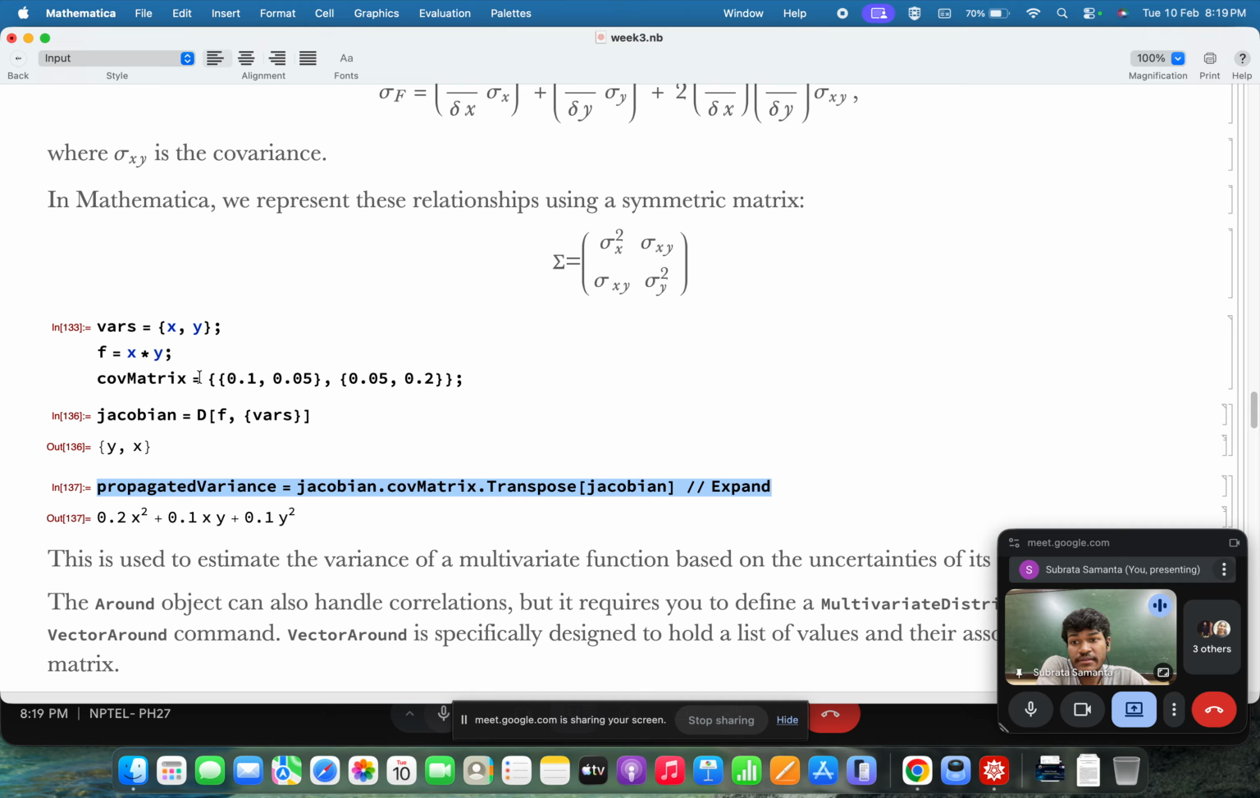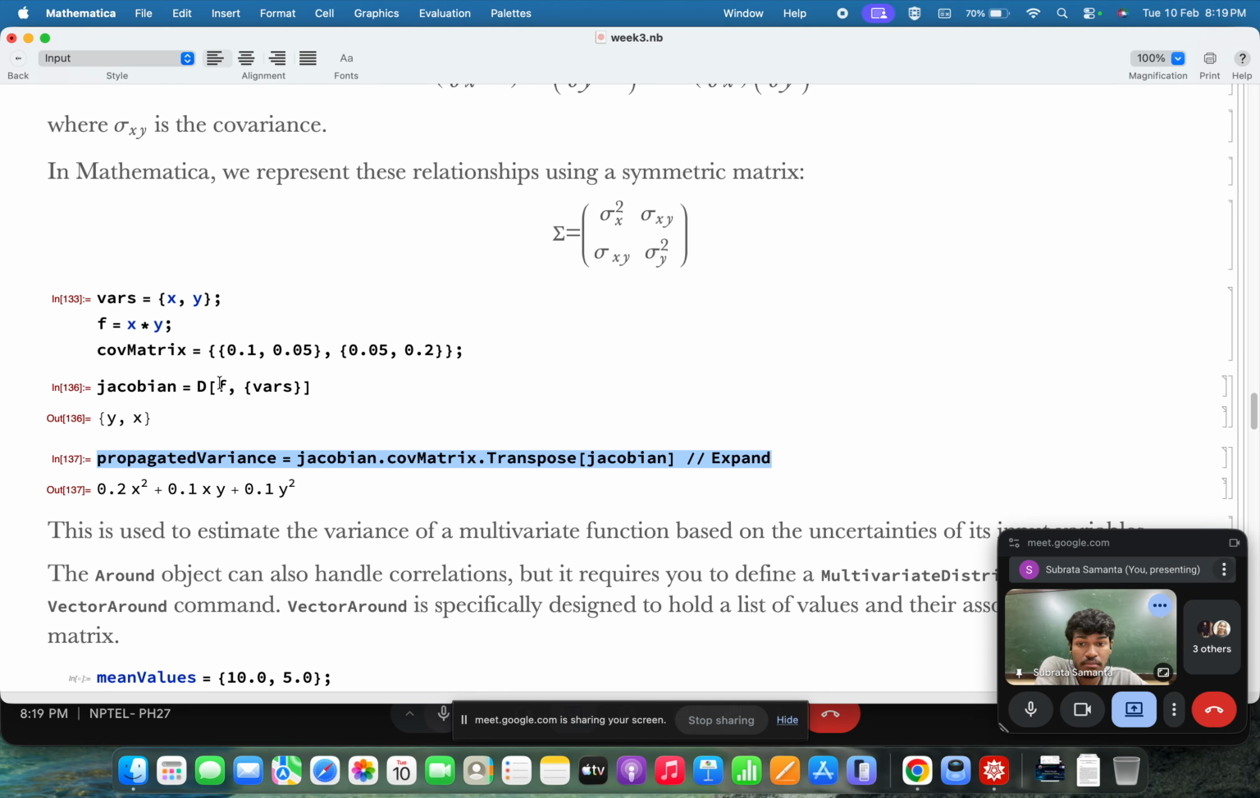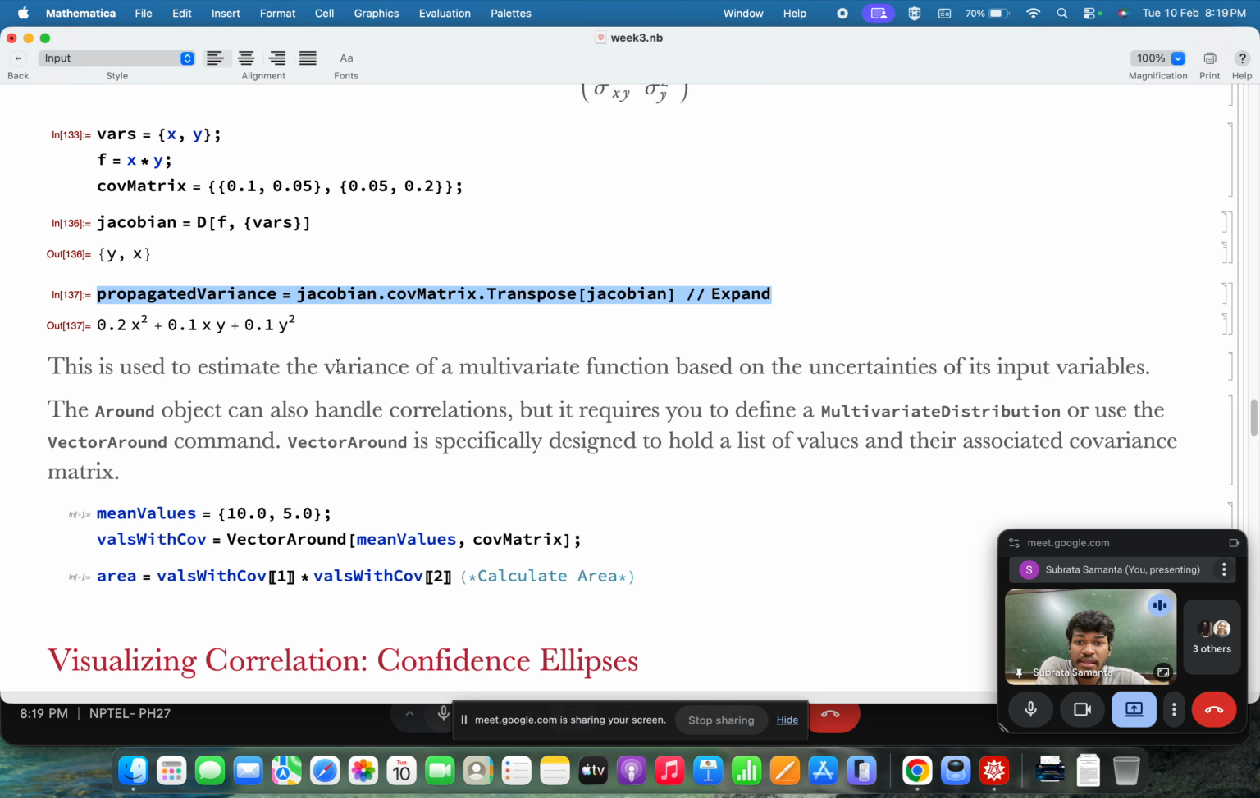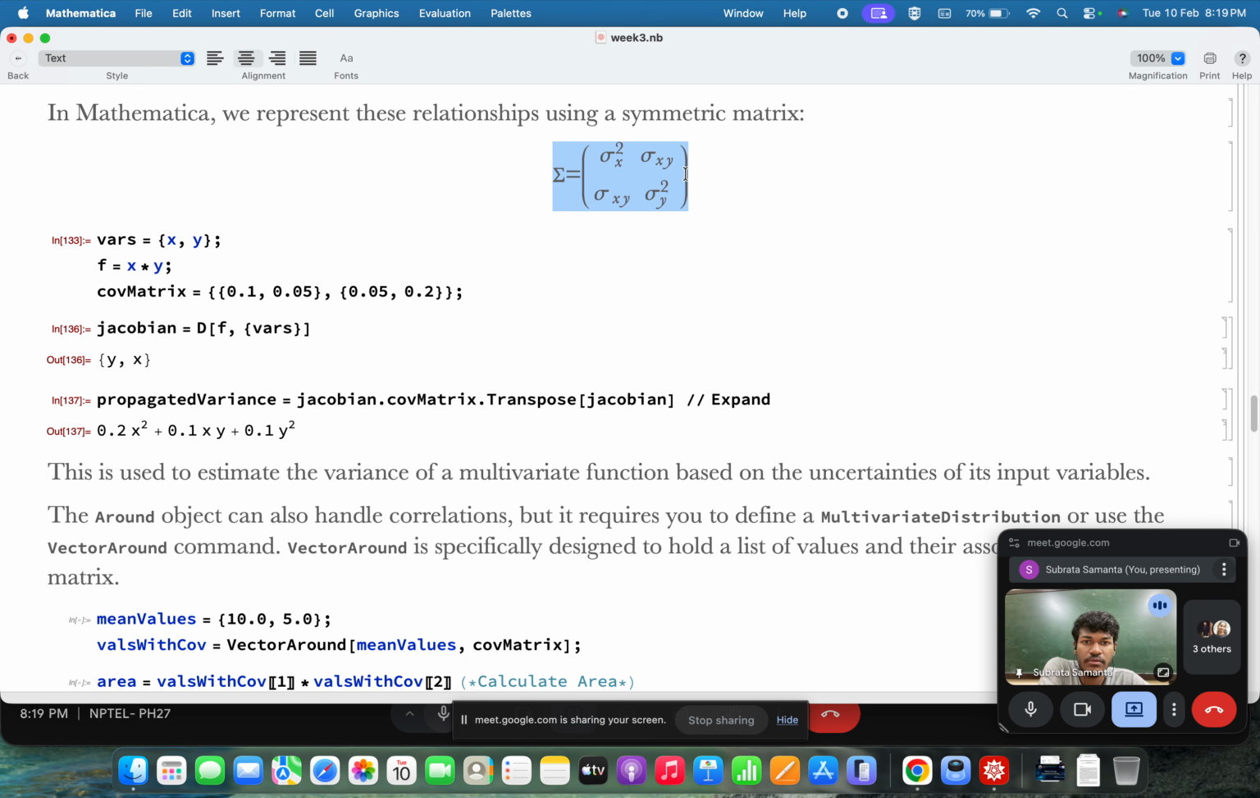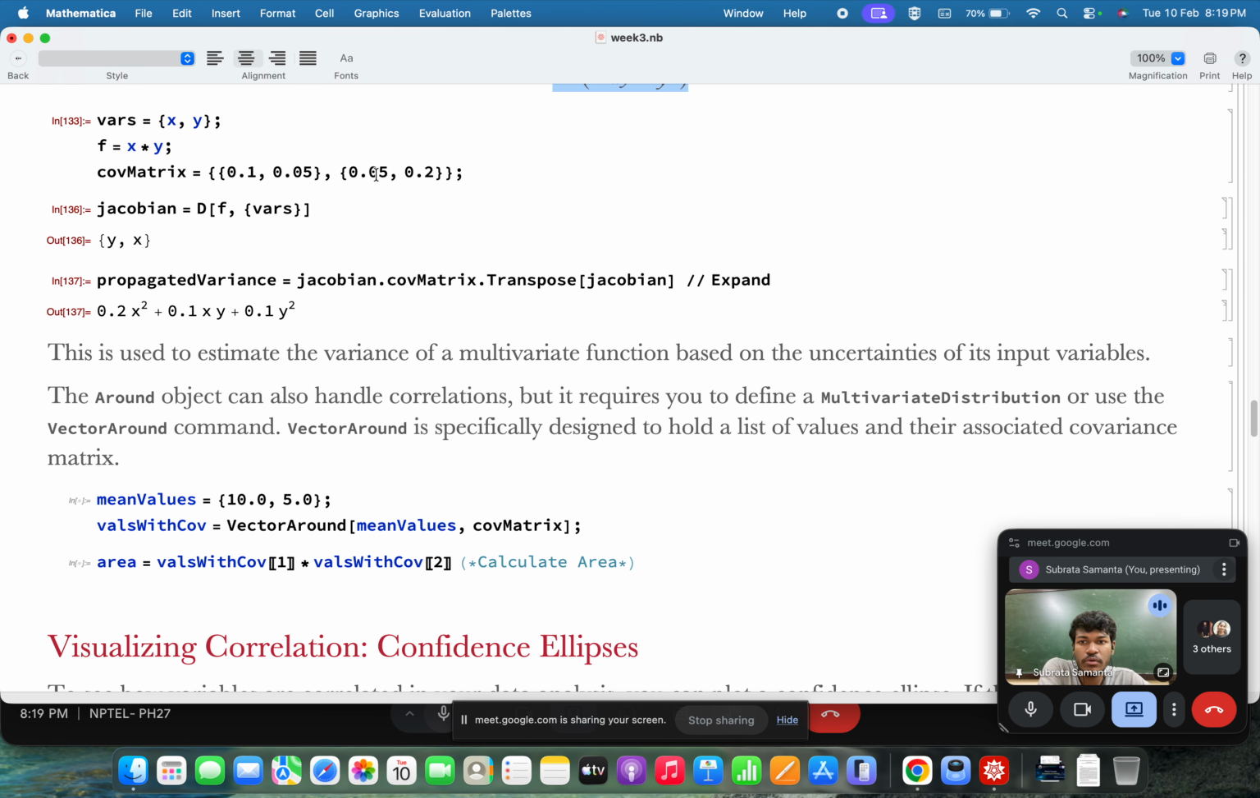Yes, clear. You can use any functions here. You just put the functions and the variables, and you will calculate this. So, if you use 3 variables, then your covariance matrix will be 3 cross 3. Okay. So, this is used to estimate the variance of a multivariate function, okay, based on the uncertainties of the input variables. So, in this case my input variables are x, y, and we know the uncertainties of these by this covariance matrix. Okay. So, this is user given. So, once you know these 3 things, you can calculate the variance of this function f. Okay. So, by using this. So, this is the propagated variance, that means the variance of this multivariate function.